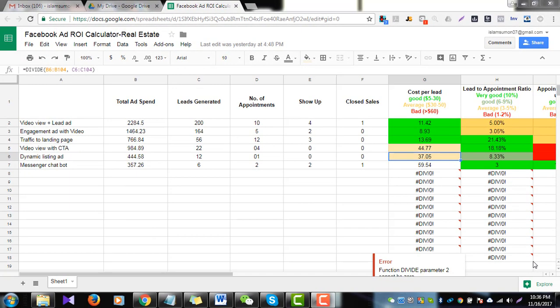So this is a simple but very effective ROI calculator that we use for ourselves and for our clients as well. Let me explain how it works and you will understand.